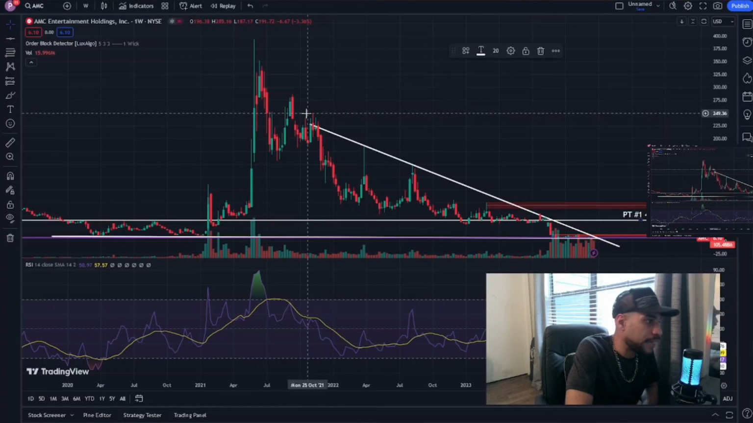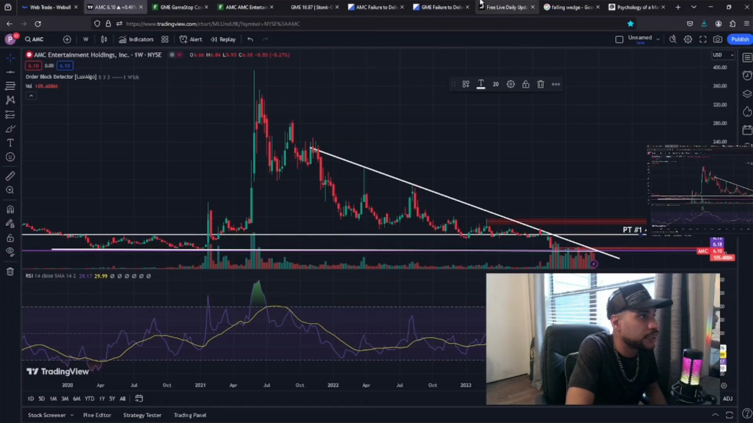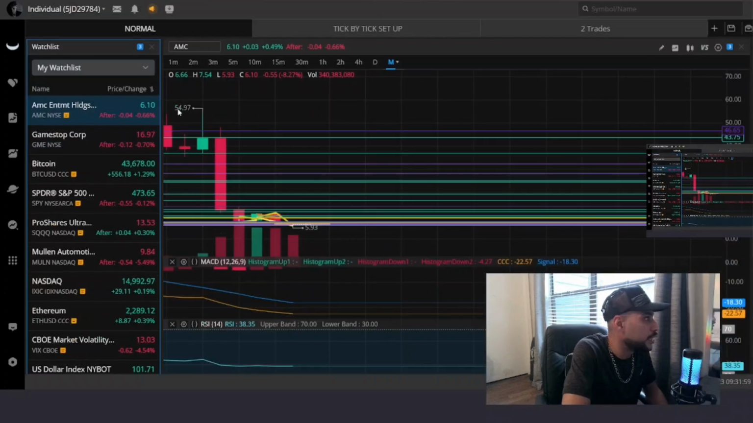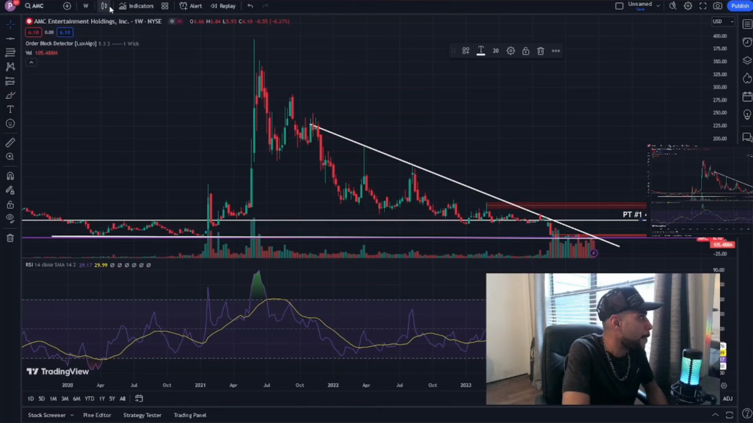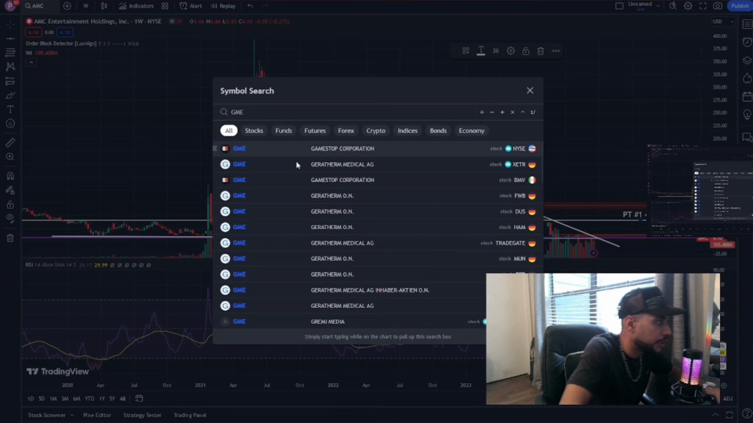Now we can see that AMC has been in an overall downtrend. We had this slow bleed out to capitulation, which is what you see here. Slow bleed out to capitulation. Same thing on GameStop. It's very, very clear what you're seeing. I'll show you guys here.